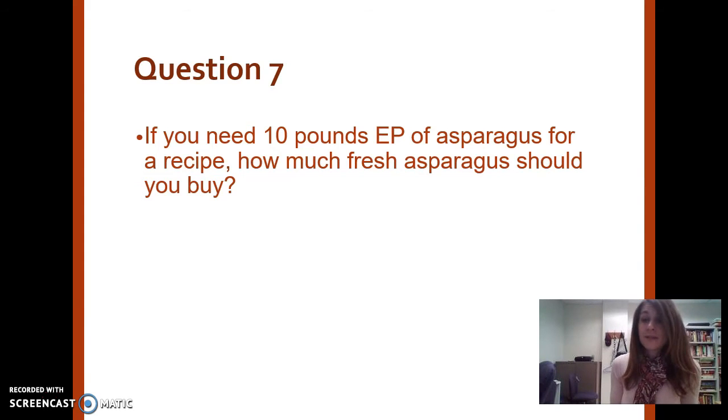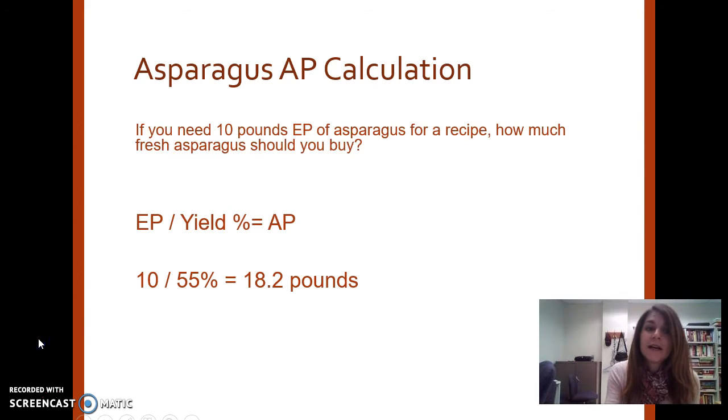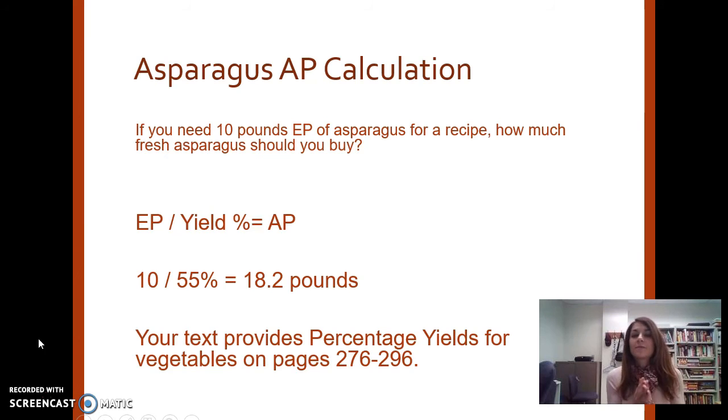If you just bought 10 pounds of asparagus, you would be short after you cut all of the ends off the asparagus. Now, you might say, all right, I'll just buy, I don't know, 5 pounds over. Well, then you're buying way too much. You might have stuff left over that you can't sell or resell, and it might go bad. So you're wasting money. So is there a more accurate way of trying to calculate this? And the answer is yes. What's really cool is that your textbook actually provides percentage yields for the majority of the most common vegetables. Now, are these 100% correct? I would say 100%.